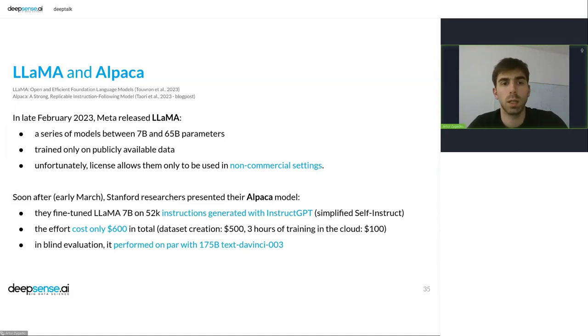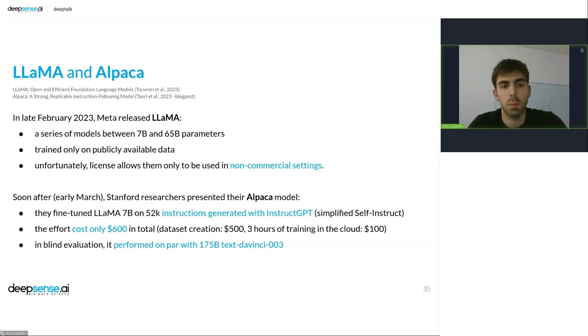Unfortunately, even though Meta researchers claim that the model is open, its license only allows the models to be used in non-commercial settings. Things started getting really fast then. Around 10 days later, in early March, Stanford researchers took Llama and converted it into an Alpaca. Alpaca is the name of their model, which they fine-tuned from the 7 billion parameter Llama on slightly more than 50,000 instructions that were generated with the help of InstructGPT. So they followed this self-instruct idea.